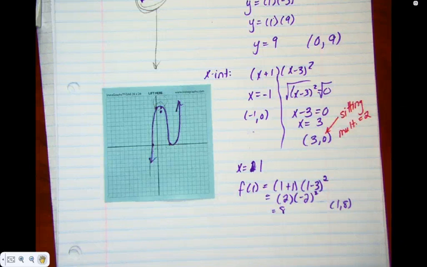Do you understand this idea of multiplicity? If it is even, it bounces. If it is odd, it sits. Sit and bounces is the same thing. If it's odd, it crosses.